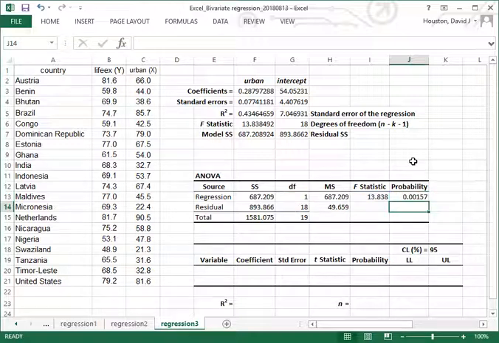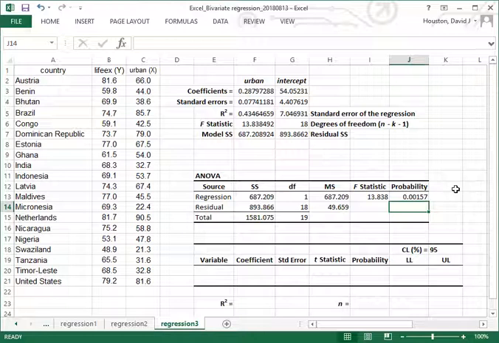Now we'll hit return, and we see that this F statistic of 13.83 will be drawn randomly from a population where the R square value is equal to 0 0.00157 proportion of the time. Multiplying that proportion by 100, we can interpret it as there's a 0.157% chance that this sample was drawn from a population where the R square value is actually equal to 0. So we would reject the null hypothesis for any standard alpha or probability level.